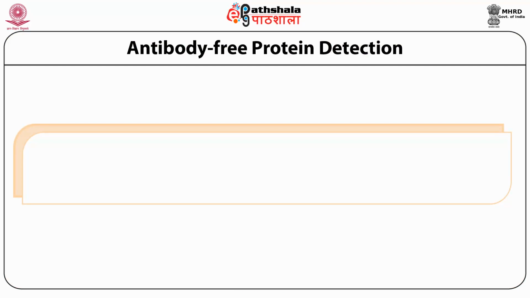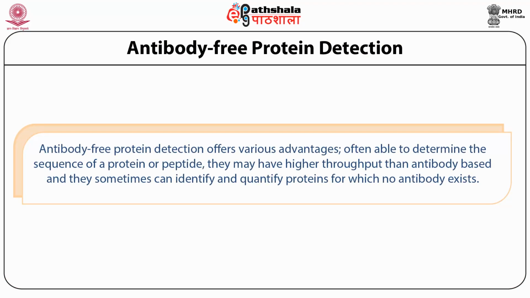Antibody-free protein detection. Antibody-free protein detection offers various advantages. It is often able to determine the sequence of a protein or peptide. These methods may have higher throughput than antibody-based ones, and they sometimes can identify and quantify proteins for which no antibody exists.